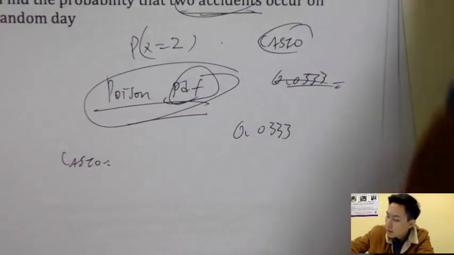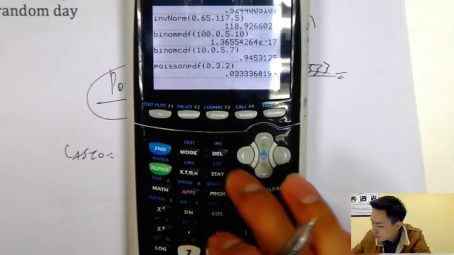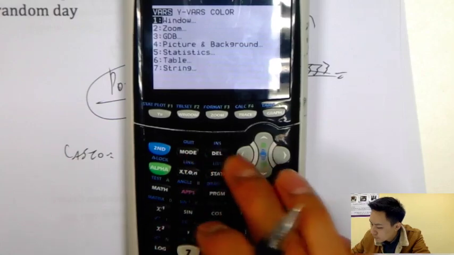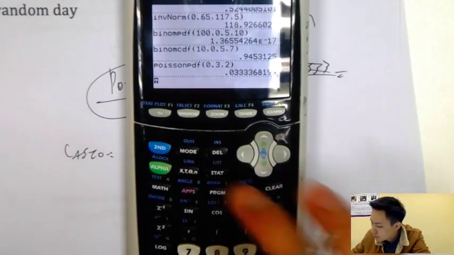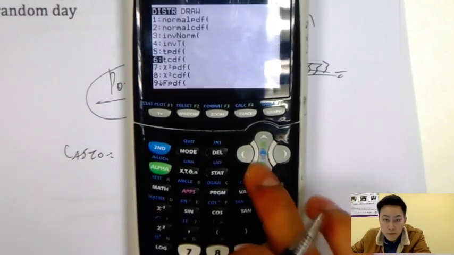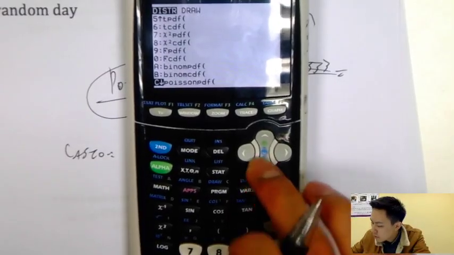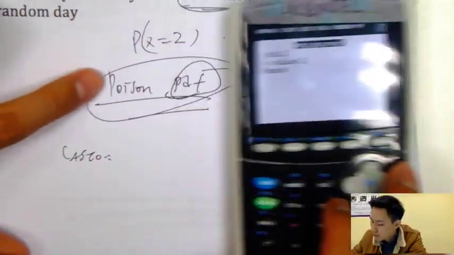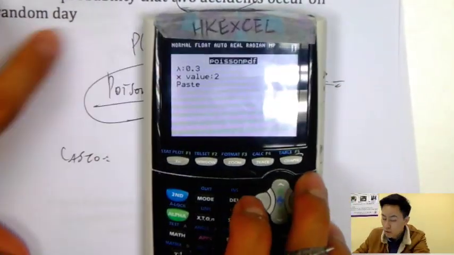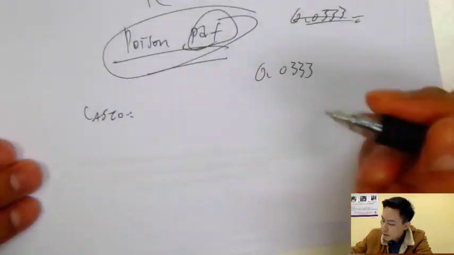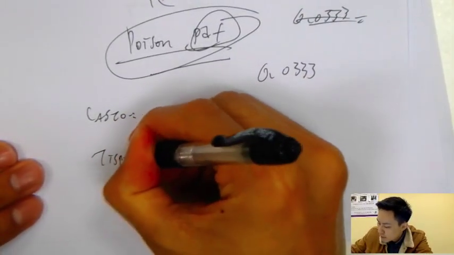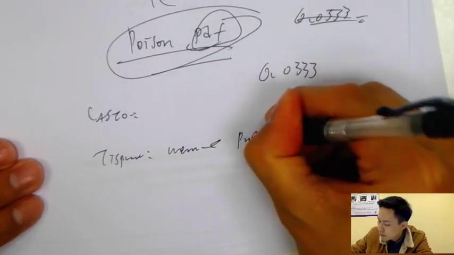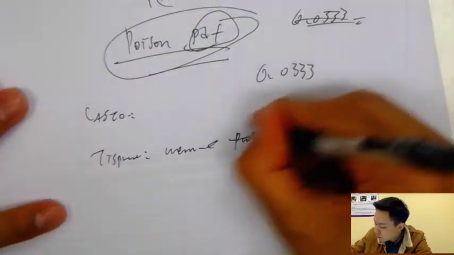But for the Texas model, you have to go to second vars, and then go down, you see Poisson PDF. You type in the same thing. For lambda, you type in 0.3. For X value, you type in 2. Then you get the answer. For the TI-Nspire, then you just go to menu, and then you go to probability, and then you go to distribution. Okay.